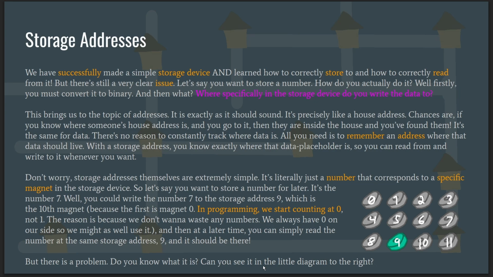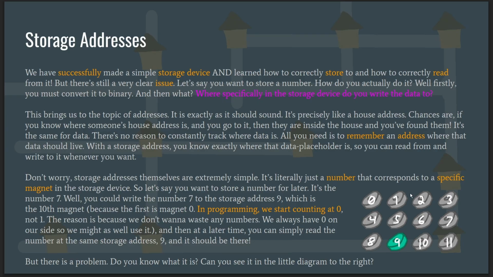Don't worry, storage addresses themselves are extremely simple. It's literally just a number that corresponds to a specific magnet in the storage device. So let's say you want to store a number for later. It's the number 7. Well, you could write the number 7 to the storage address 9.